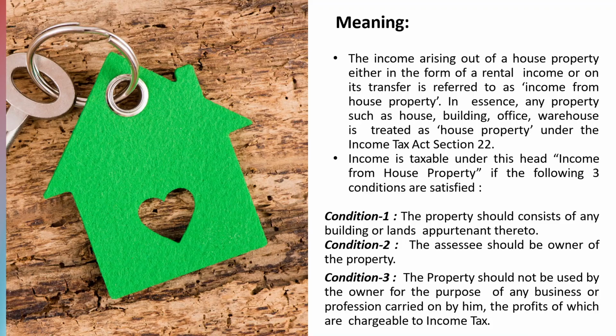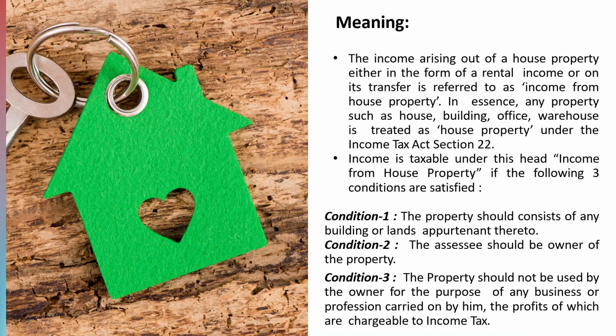To treat the income as income from house property, these three conditions should be satisfied. At that time, the income arising from the house property will be treated as income from house property as per the Income Tax Act 1961. The first condition is that the property should consist of any building or land appurtenant thereto. It means the property must be in the form of a building or land.